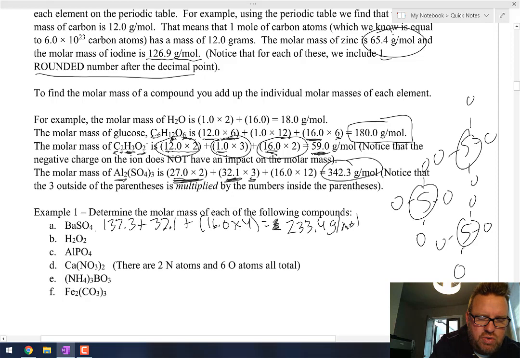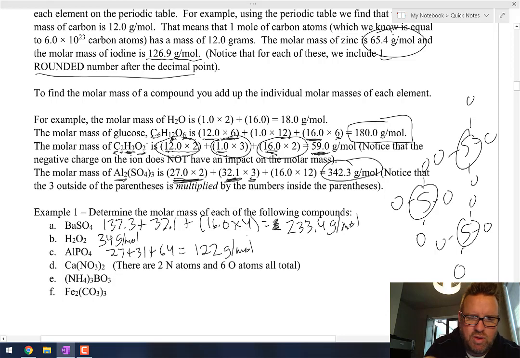Okay, on H2O2, I'm going to start moving a little bit quicker just to not waste your time. Just check your answers if you would. Should be right around 34.0 grams per mole. 27 plus 31 plus 64. 58 plus 64 is 122 grams per mole. And yeah, I know I'm moving quickly. Hopefully you've already done these and you're just verifying your work with mine. If your answers aren't the same as mine, kind of look and see what you're doing differently.